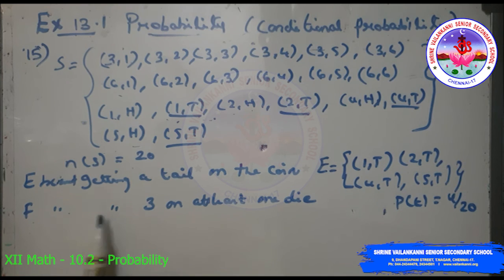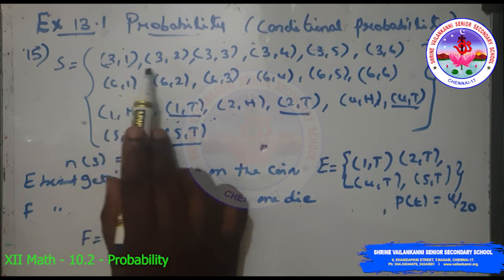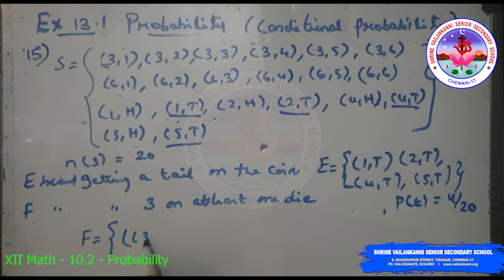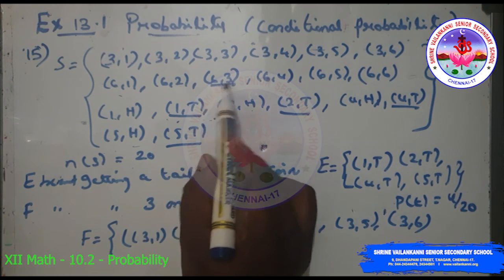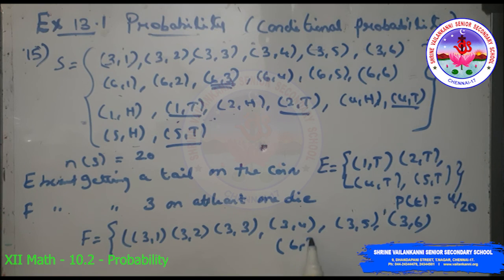Then F is the event of getting a 3 on at least one die. So we have to get 3 on one die. So all these 6 will come: 31, 32, 33, 34, 35, 36 and another 3 on either of the dice, so 63. So P of F is 7 by 20. Now we have to find E intersection F.